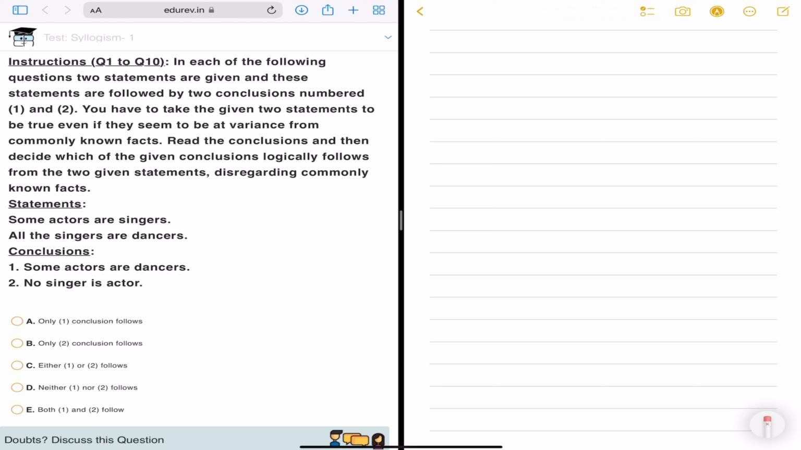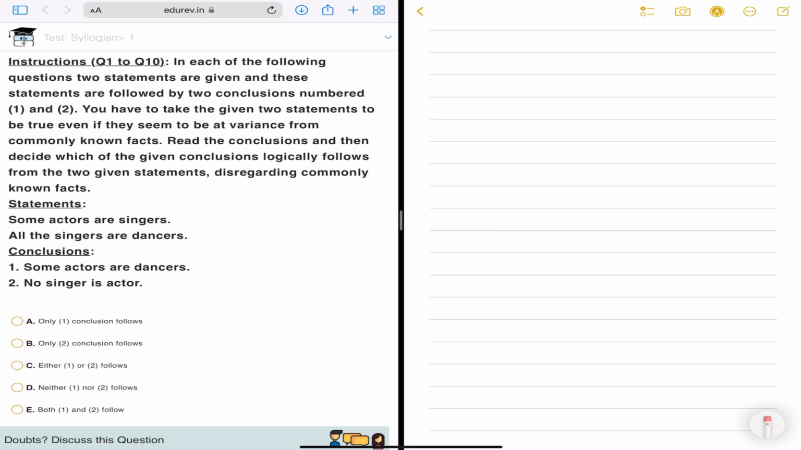So here it says that in each of the following questions, two statements are given, and these statements are followed by two conclusions numbered 1 and 2. Now you have to take the given two statements to be true even if they seem to be at variance from commonly known facts. This means that the statements can state anything like all the parrots are apples, but we have to assume them as facts for the particular question. Now read the conclusions and then decide which of the given conclusions logically follows from the two given statements, disregarding commonly known facts. Okay, great.